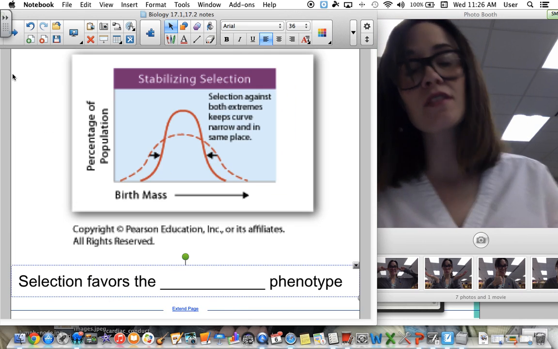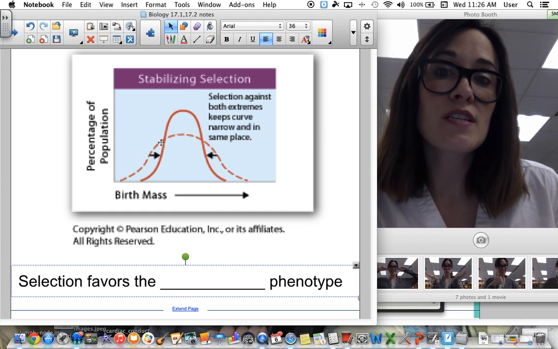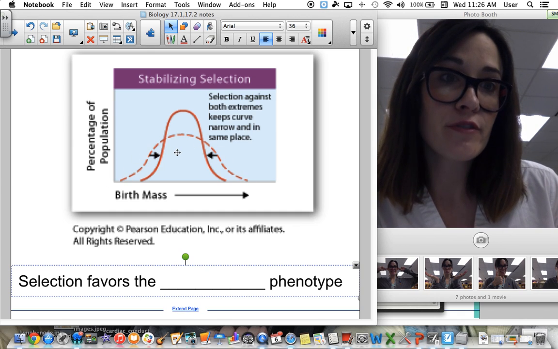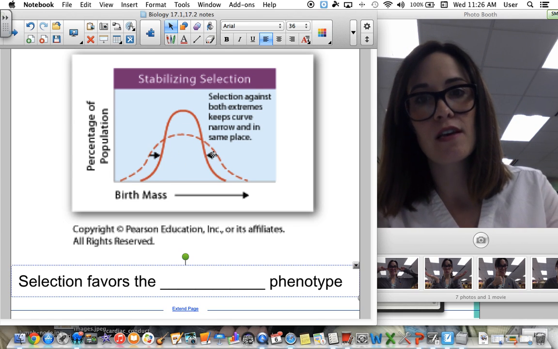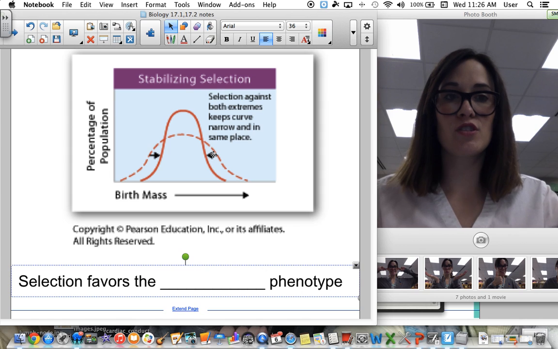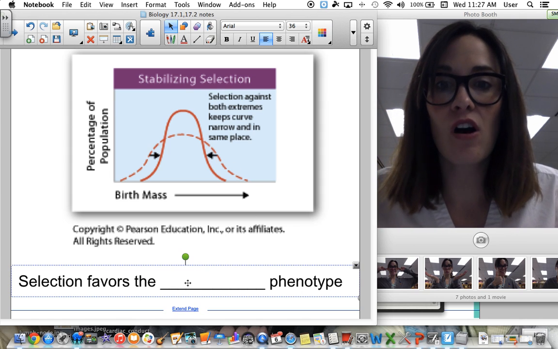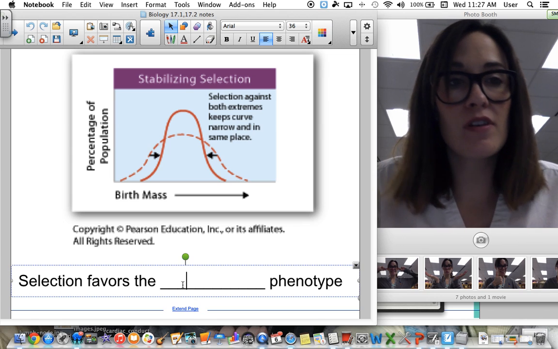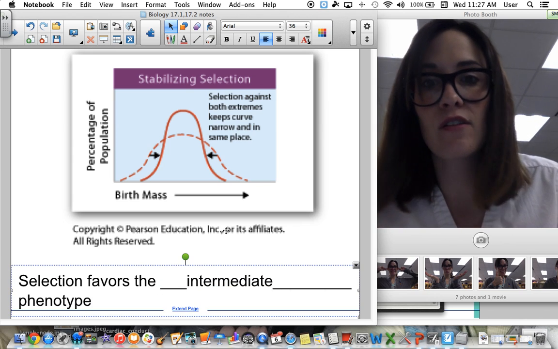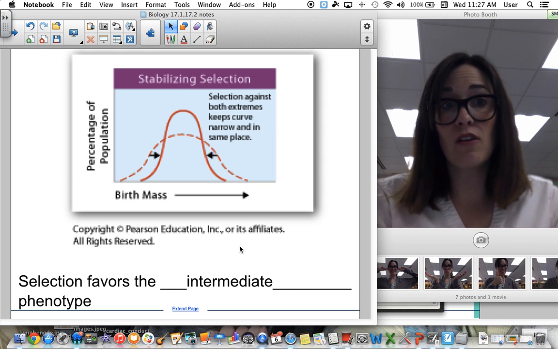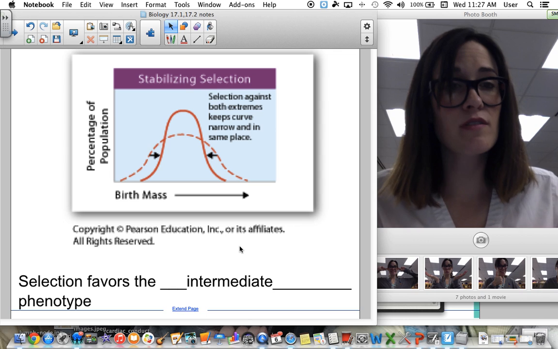The next type of selection is called stabilizing selection. Again, we see the graph of the original bell curve and the original distribution, and then we see the new graph that's produced. You can actually see the graph is squeezing inward, and that middle group is rising taller. So this type of selection favors the intermediate phenotype, the phenotype in the middle. Not too big, not too small, the phenotype in the middle.